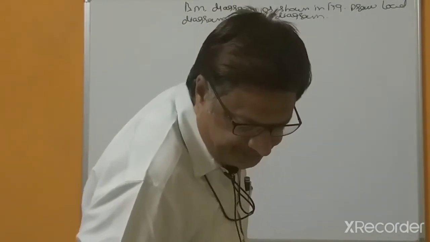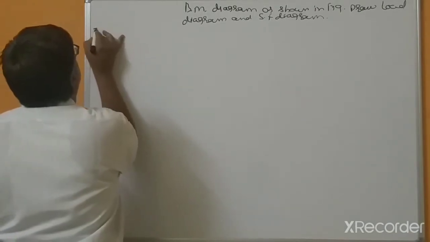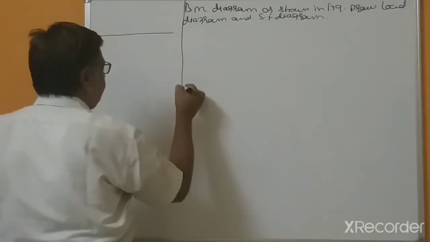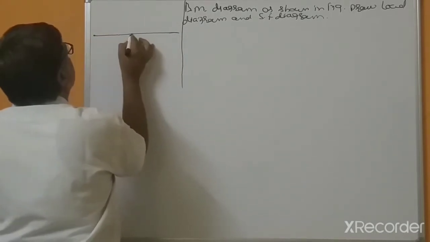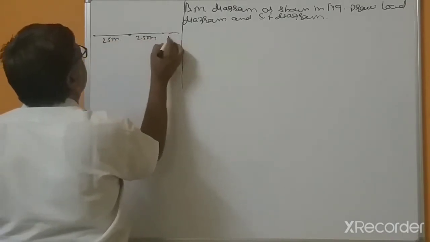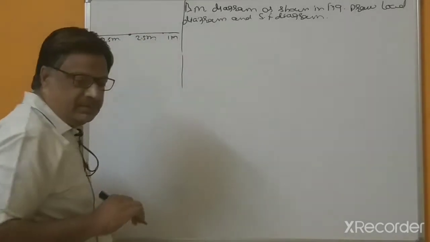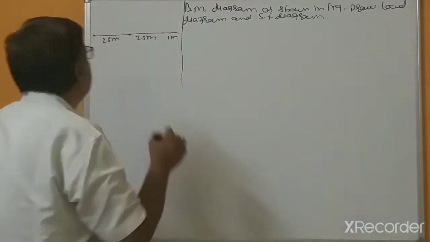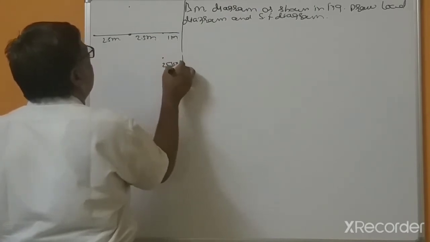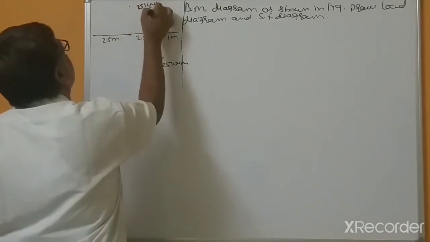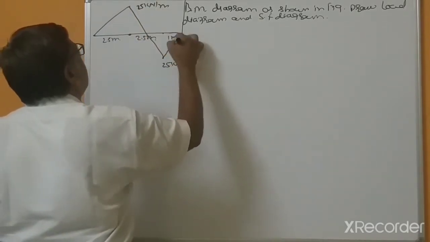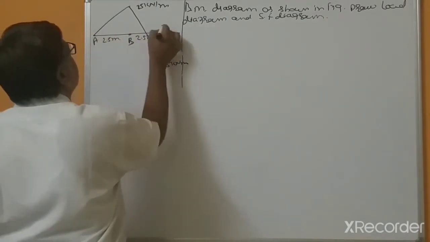The distances are 2.5 meter, 2.5 meter, 1 meter, and the bending moment is 25 kilonewton meter. Mark these points as A, B, C and D.